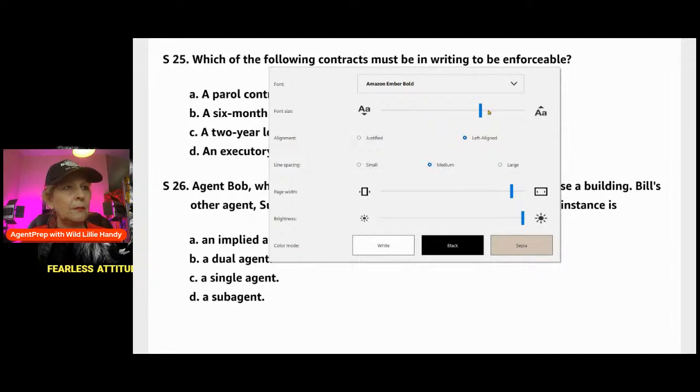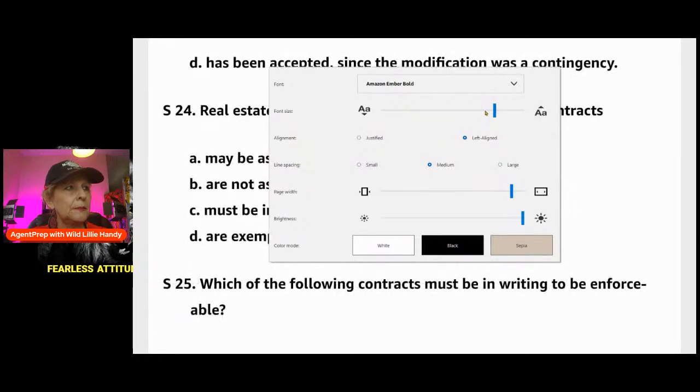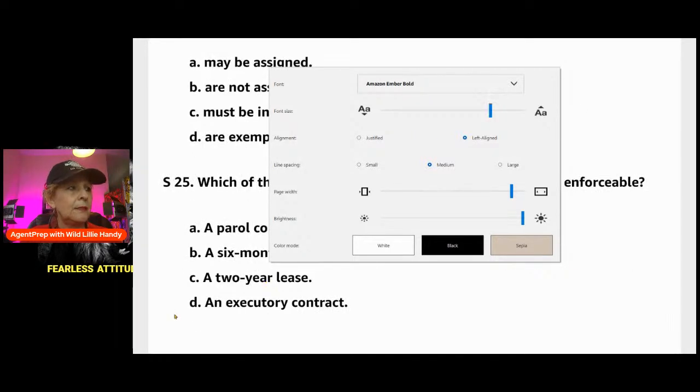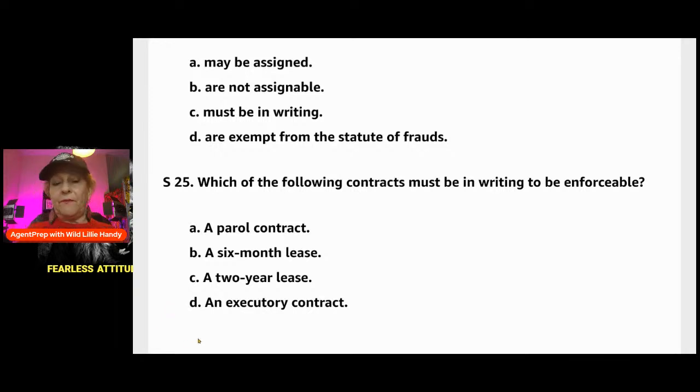I'm going to make it a little larger. Ooh, yeah, I like large, but that didn't work. Okay, number 25.